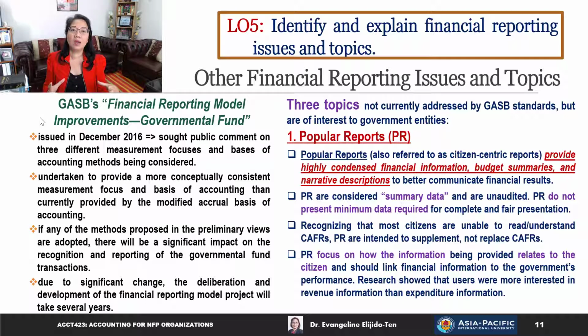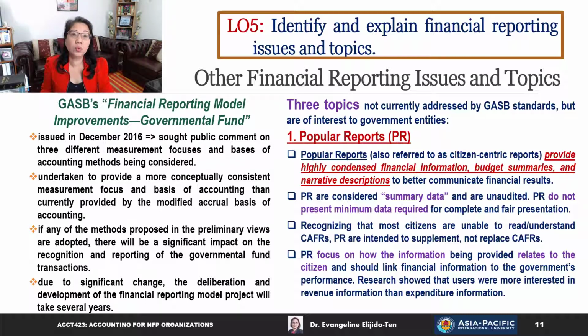Because they are summary data, they don't present even the minimum data required for the complete and fair presentation. So they don't even meet the minimum requirement for general purpose external financial reports. All right. So because they are considered summarized data, they are unaudited.